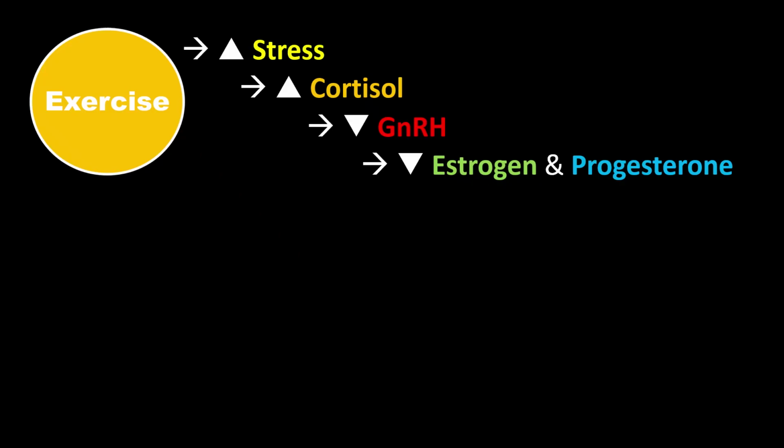Exercise. What does that have to do with the HPO axis? Well, exercise is a stressor, so it increases stress, which increases cortisol, which decreases GnRH, which decreases estrogen and progesterone. So, exercise, it shakes things up. And in response to that stress, the HPO axis essentially shuts down.